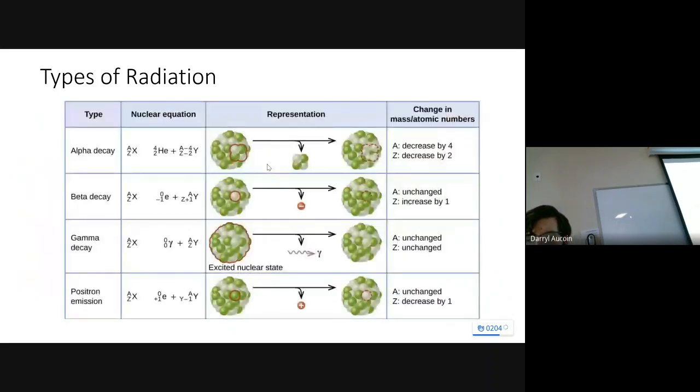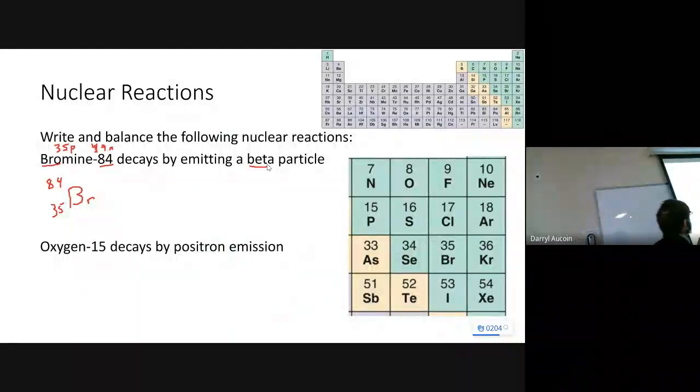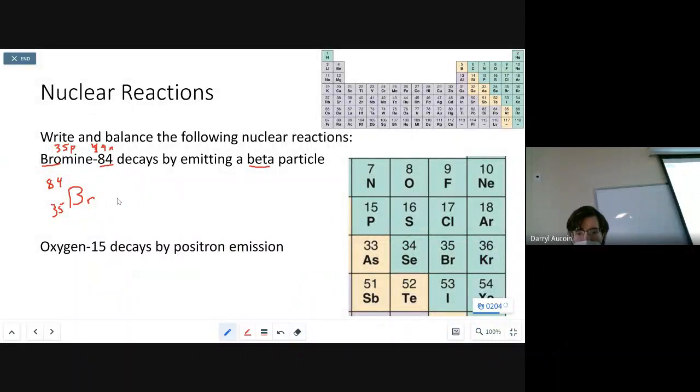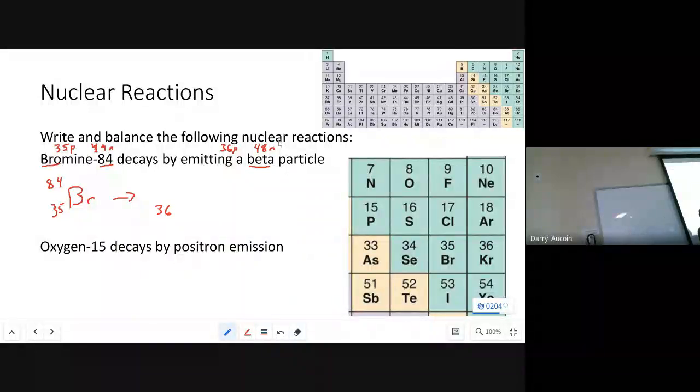So for beta, the atomic number is going to go up, versus positron, where the atomic number is going to go down. So looking at this element, we know our beta is going to go on, so our atomic number, meaning our proton number, is going to go up. We're going to go from 35 to 36. So let's put that there. Now we've got 36 protons, which means we only have 48 neutrons. So we've changed our proton-neutron ratio. We went from having 35 and 49 to having 36 and 48. And hopefully after that happens, the element's going to be a little bit more stable and not radioactive anymore.